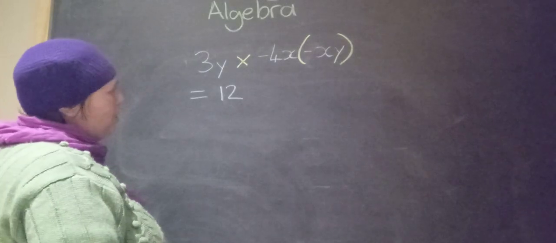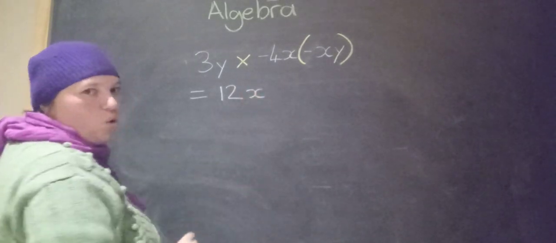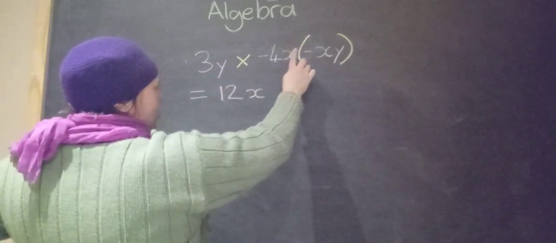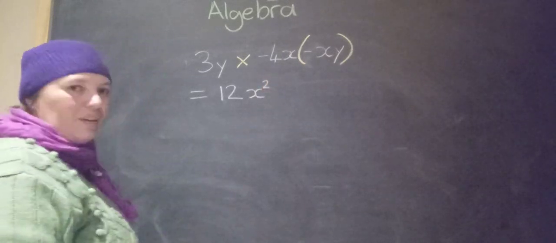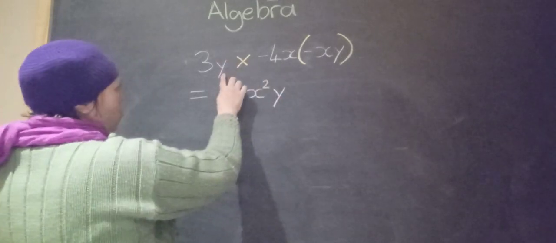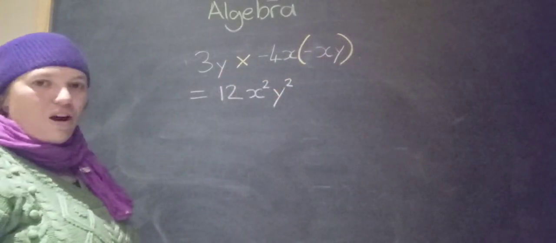Okay, now we look at the x's. We always do them in alphabetical order. So there's no x, there's 1. So there's 1, 2 x's. And then we look at the y's. And there's 1, 2 y's. And then that is our answer.